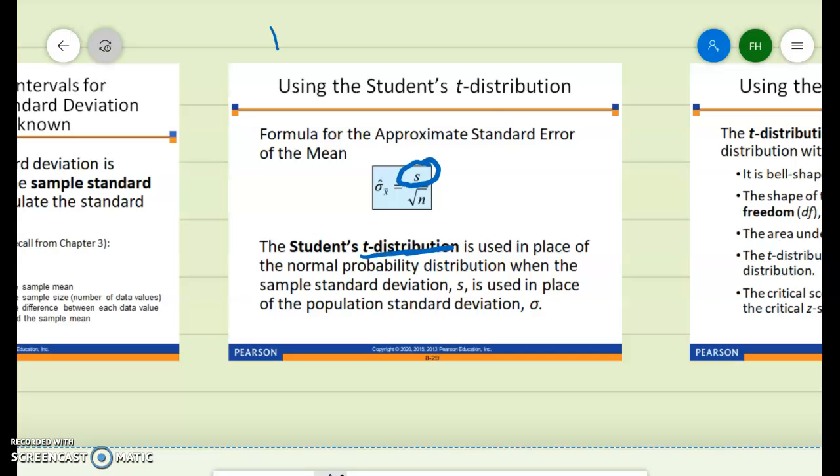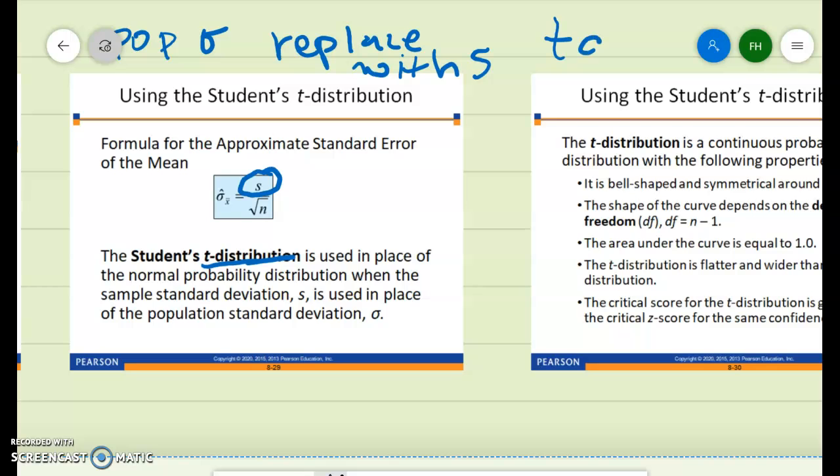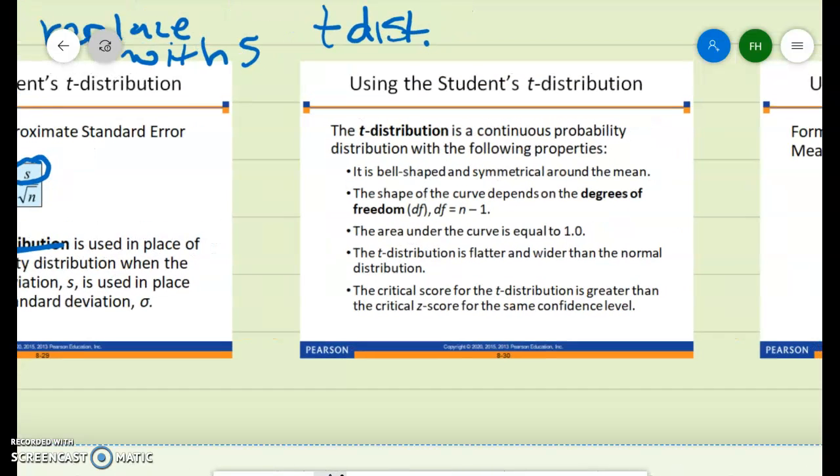So when you don't know the population standard deviation, you're going to replace it with S, and you're going to use the T distribution. So the T distribution is a table, but instead of using N, you're going to use what we call degrees of freedom. So you're going to take the sample size and subtract 1. So if your sample size was 20, you would look up 19 on the table for degrees of freedom. Ours is 7, so we will be using 6.